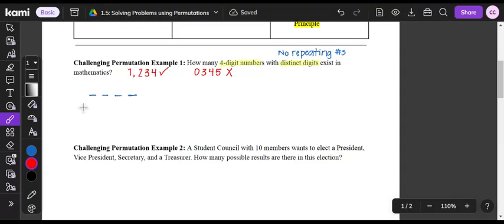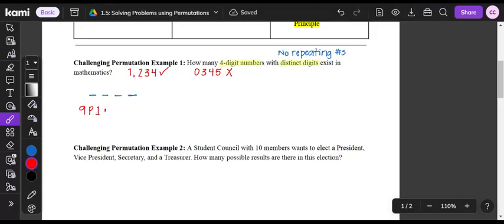So for the first digit place, I have 9 different choices, and I'm going to pick one of them. And because it says distinct digits, and because we're talking about different 4-digit numbers, the order matters, right? The number 1,234 is not the same as the number 1,324, for example. Okay, so in the first spot, I'm going to do 9 permute 1.